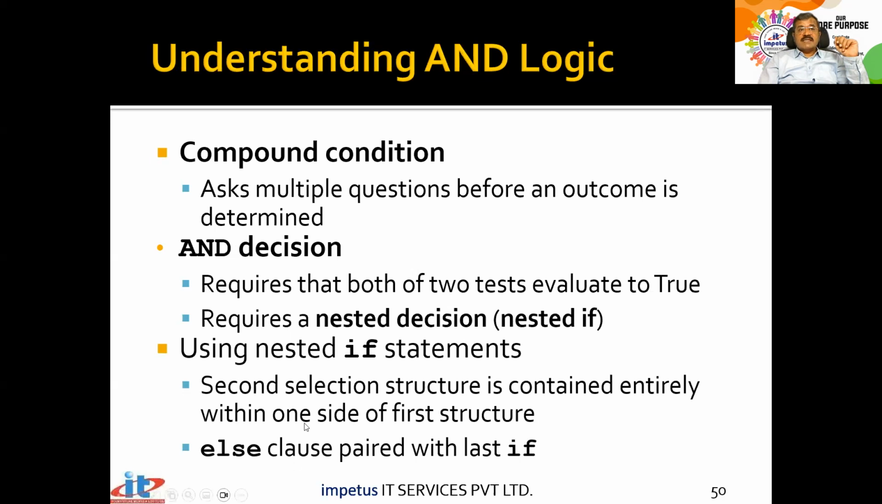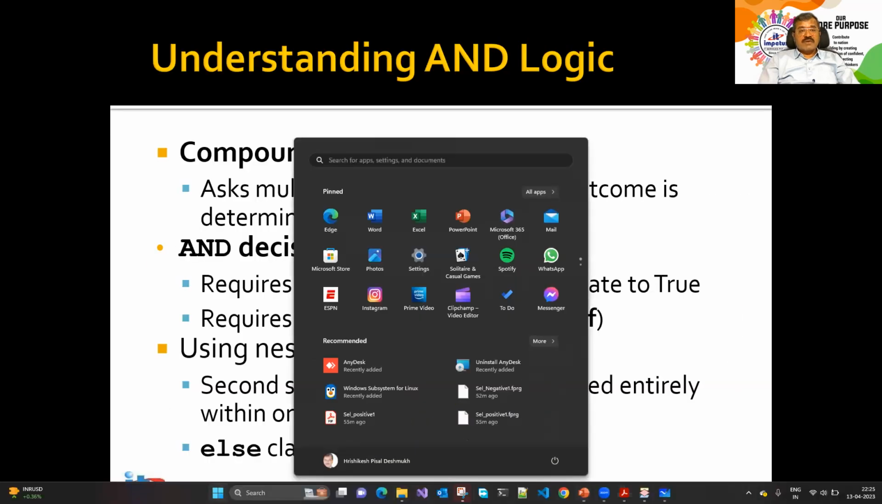Using nested if, the second selection structure is contained entirely within the first structure. What does it say? The and condition can be represented by using nested if. How? The second selection structure, that means the entire if else, is contained entirely within one side of the first structure. The else clause is paired with the last if.